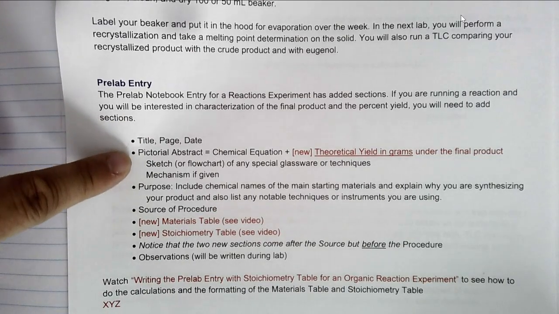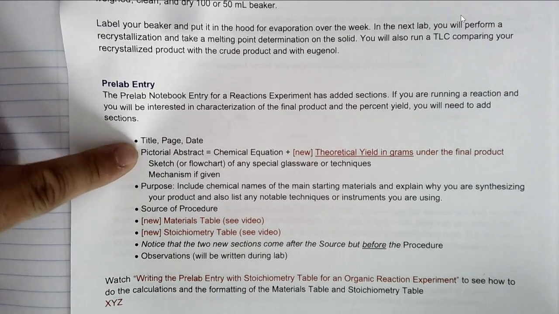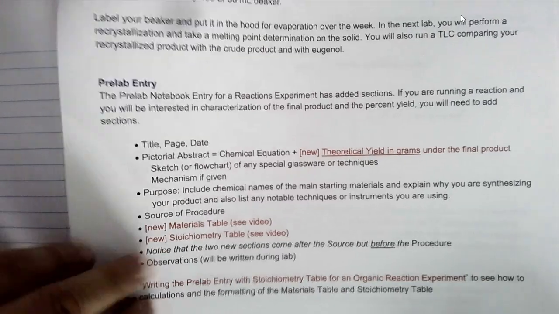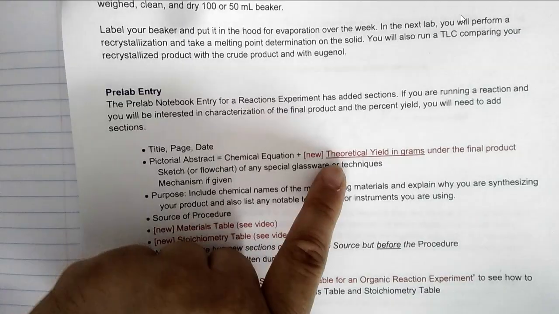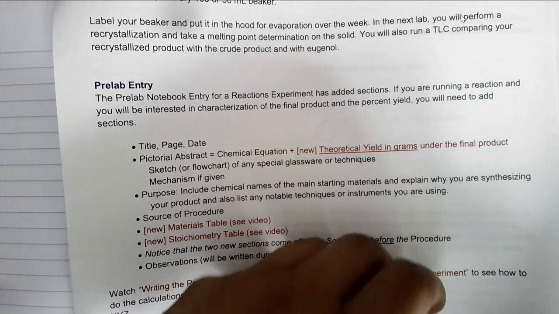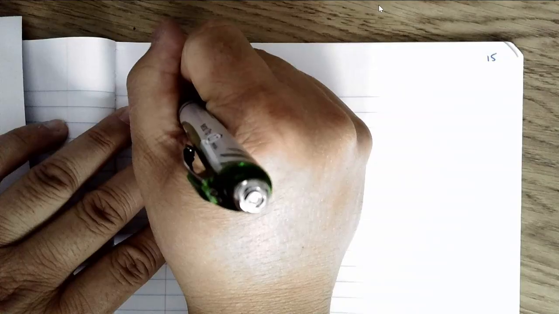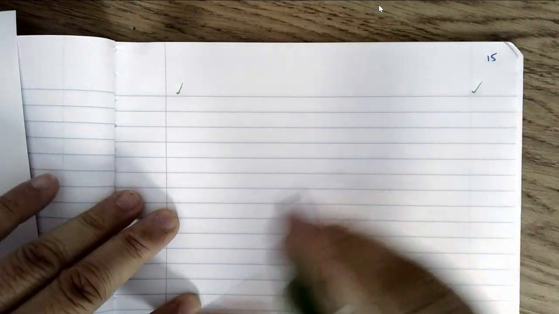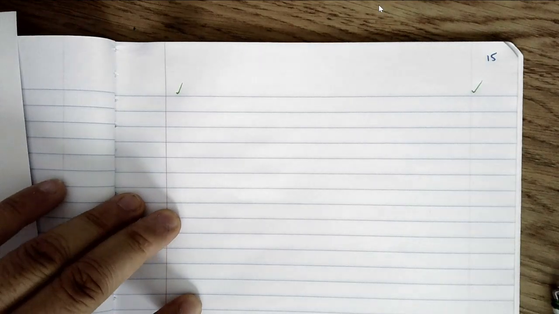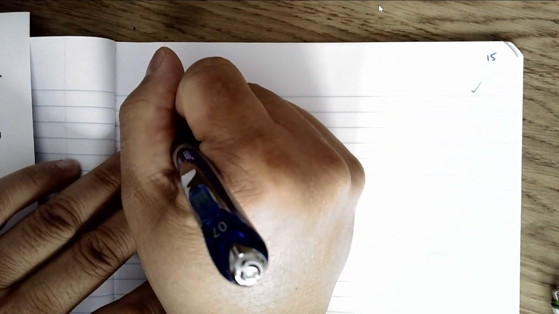So let's say we get up to the pictorial abstract, okay? Because I want to show you where to put your theoretical yield and how I would do it so you don't forget. So here's the notebook. I'm on page 15. You will give me the title, okay, there, and you'll give me the date here, and then pictorial abstract.